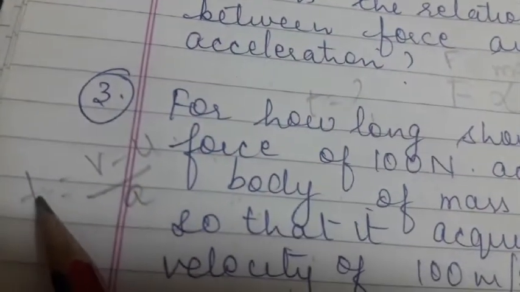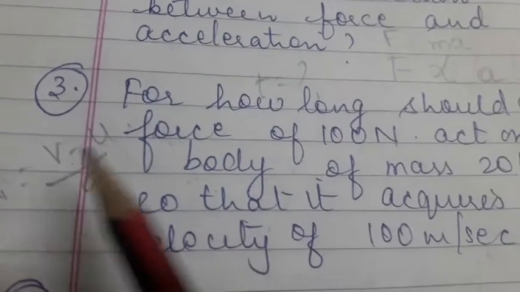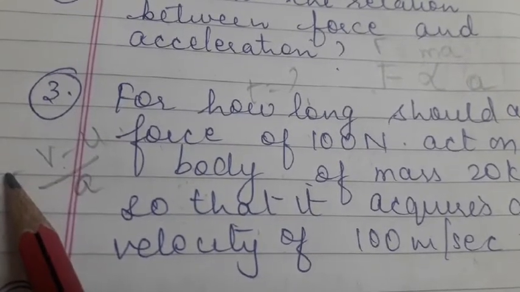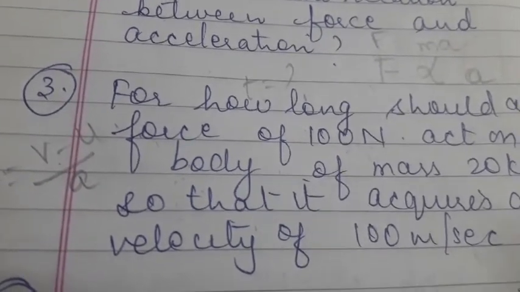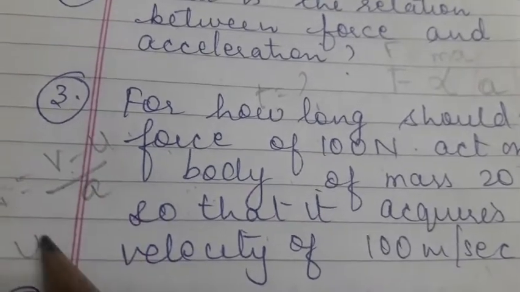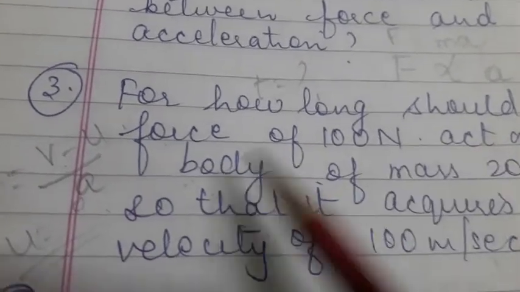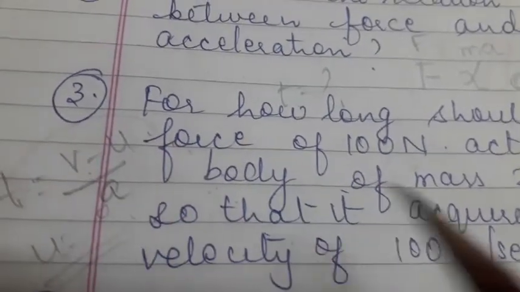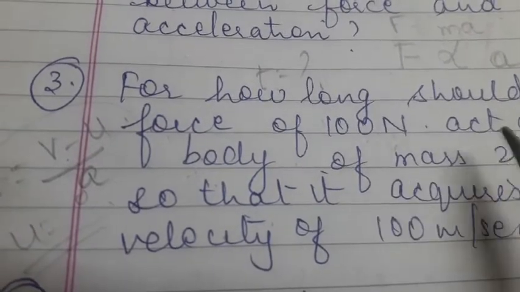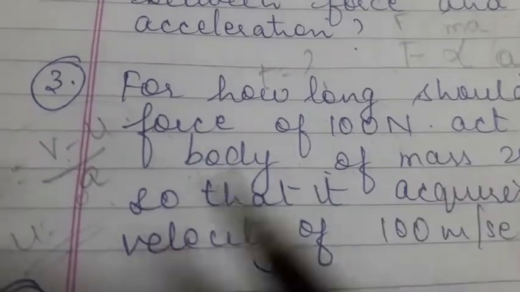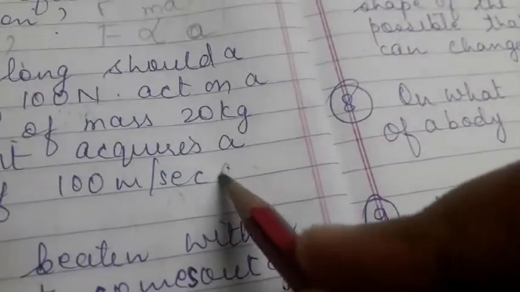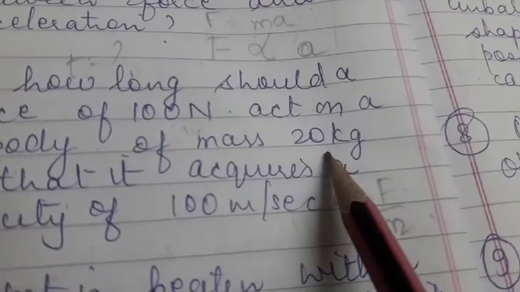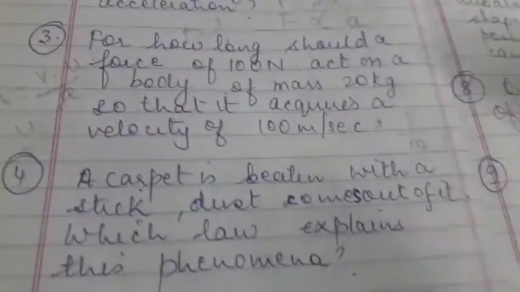Now t we don't know. v is equal to 100 meters per second because it is acquiring the velocity. u will be equal to 0, assuming that before the force is being applied, the object is at rest, and therefore we can use this formula and find out the time. And how will you find a? You will find a by the formula F upon m. Force is given, mass is given. Okay, so this is how you will solve question number 3.